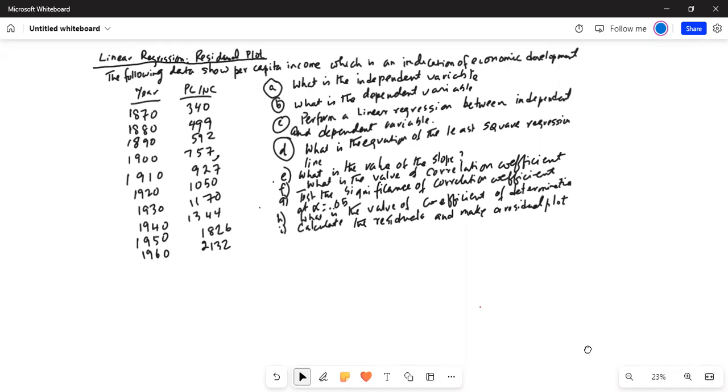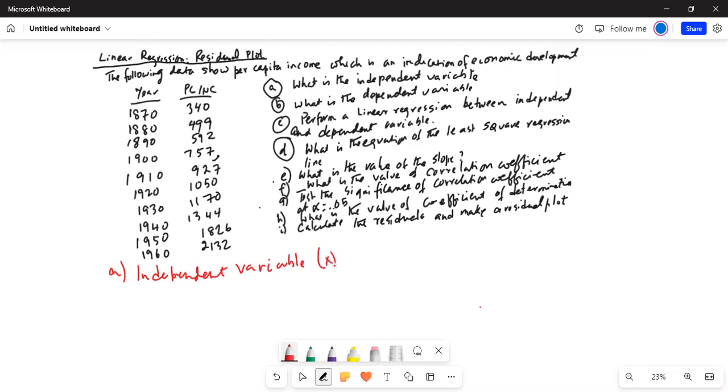So the first thing is, what is the independent variable? Part A, make sure. Independent variable is year. X is year. And part B, dependent variable is Y, per capita income, PCINC as they call it.